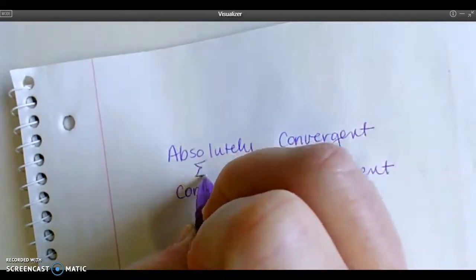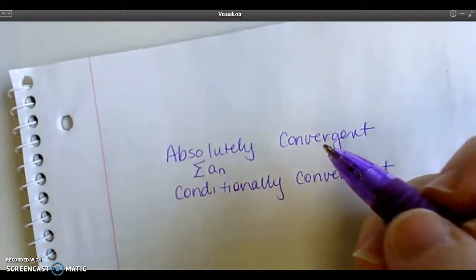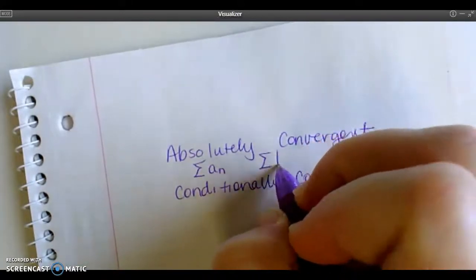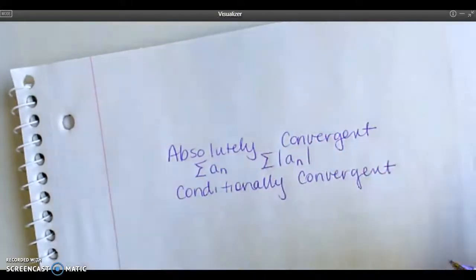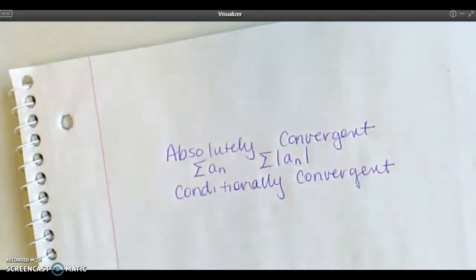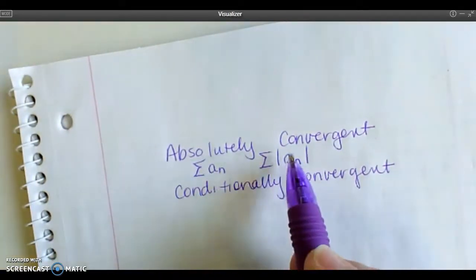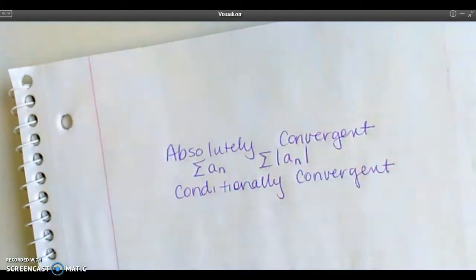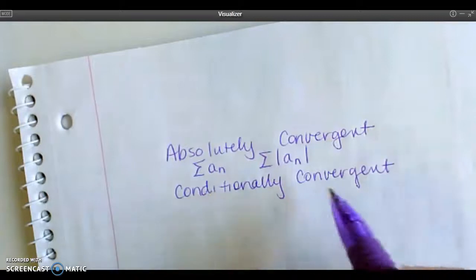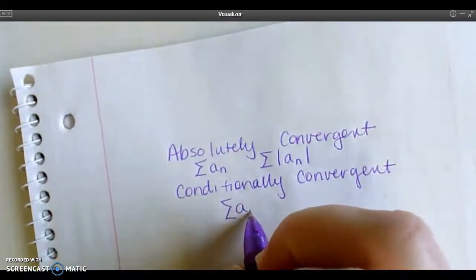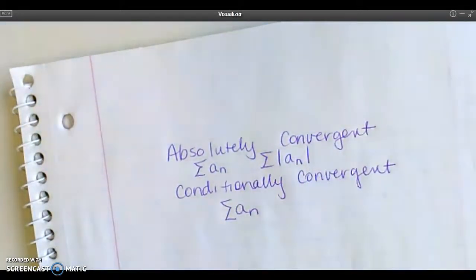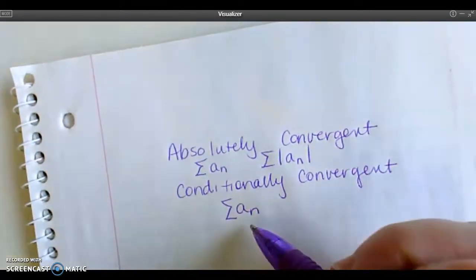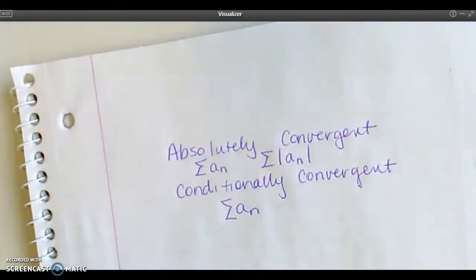For example, if you have a series like this, you also want to know if the absolute value of it converges. And this is normally talking about series that are alternating or that have negatives. So you're trying to figure out if these two both converge. If this one converges and the absolute value converges, it's absolutely convergent. But if only the original converges, but not the absolute value, then it would be conditionally convergent. And then if neither converge, then it's obviously divergent.